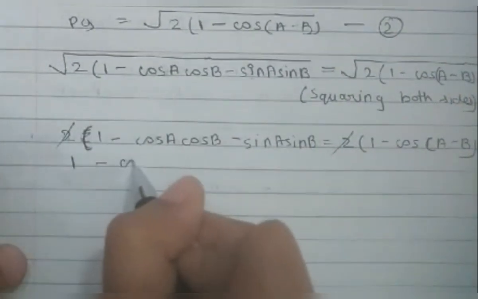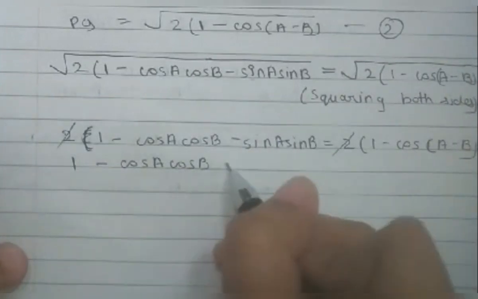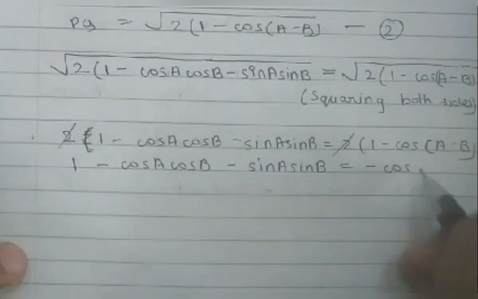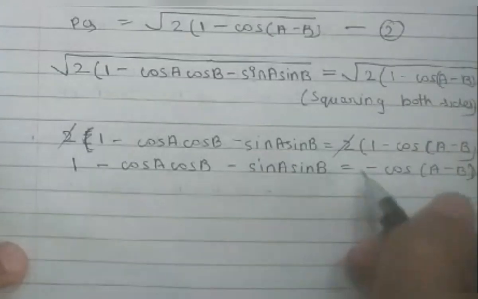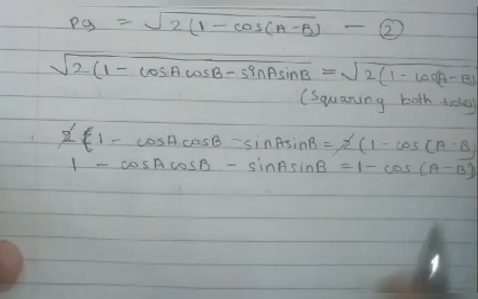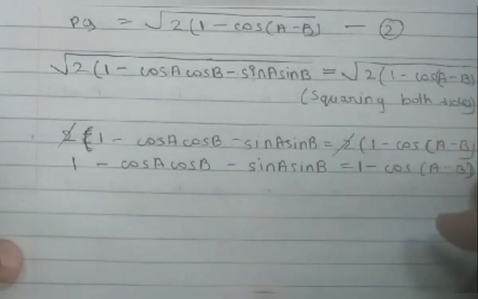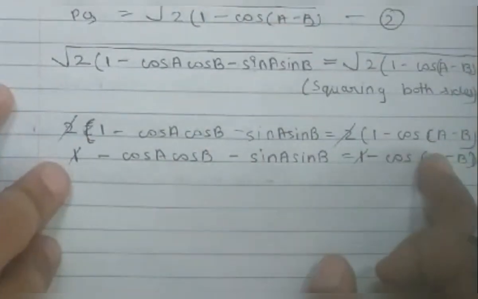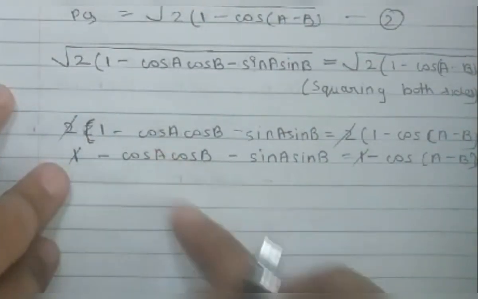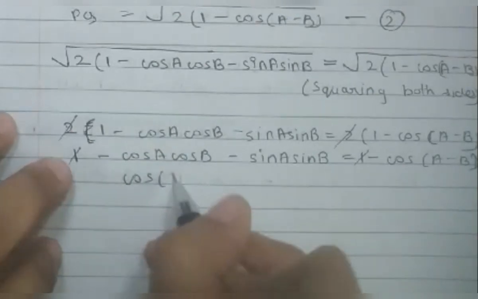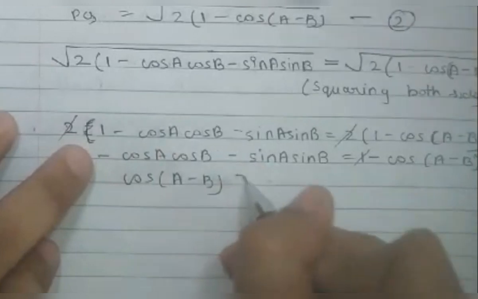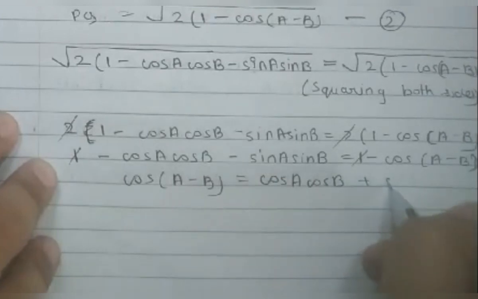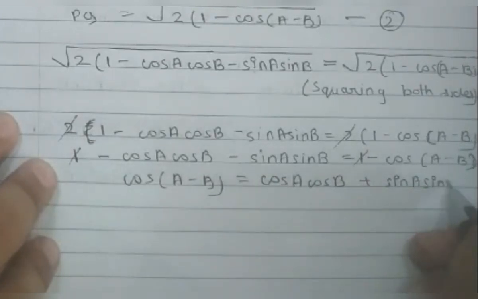Now it would be 1 minus cos A cos B minus sin A sin B, which is equal to 1 minus cos of A minus B. See, 1 is here, so 1 and 1 are common, so we will cancel 1 and 1. Now take cos of A minus B on this side and take this on the other side. So it would be cos of A minus B. We will take this on the RHS, so it would become positive: cos A cos B plus sin A sin B.